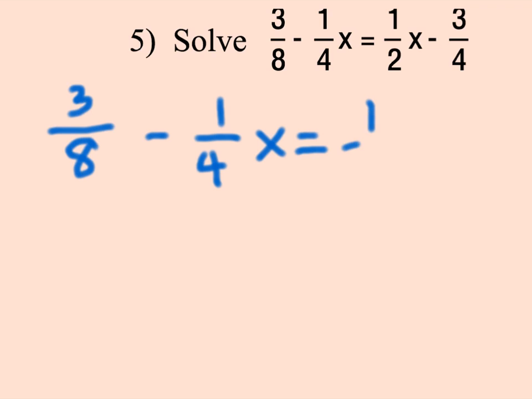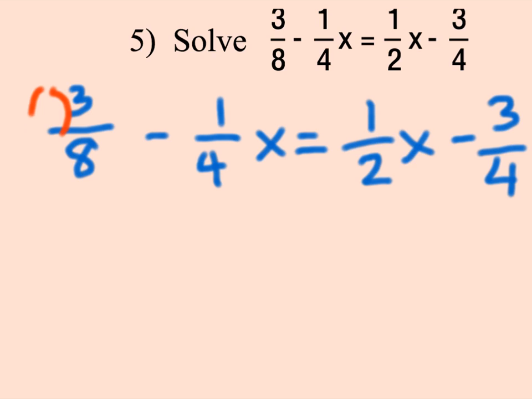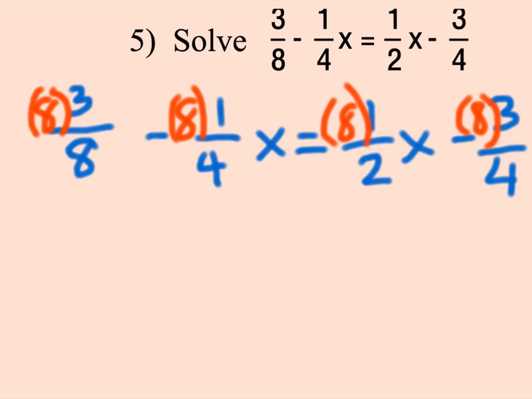And what I'm going to do is multiply through the entire equation by 8, because that would be the least common denominator. And when you multiply through, you have to multiply everything through, not just this or that or one thing or the other, but every single item. So I'm going to multiply this fraction by 8. I'm going to multiply this fraction by 8, this fraction by 8, and this item by 8.